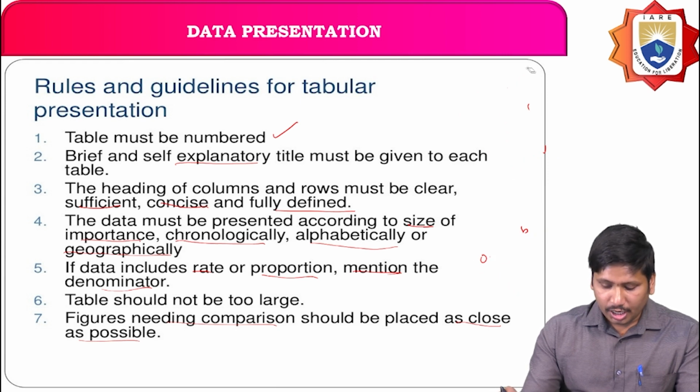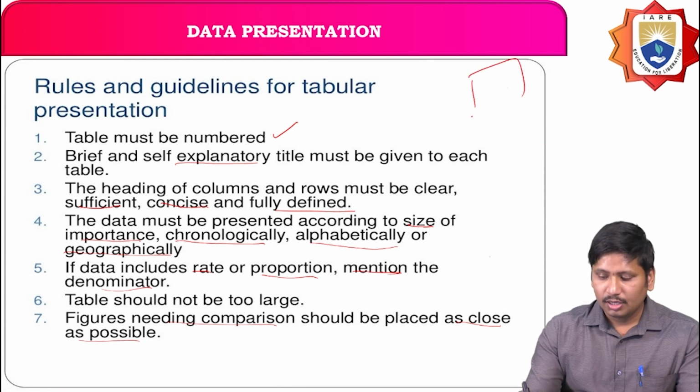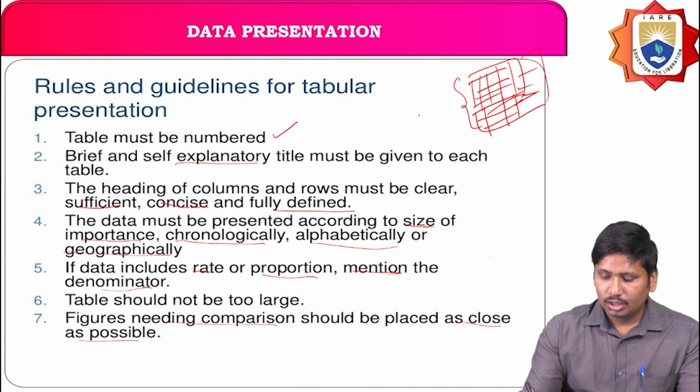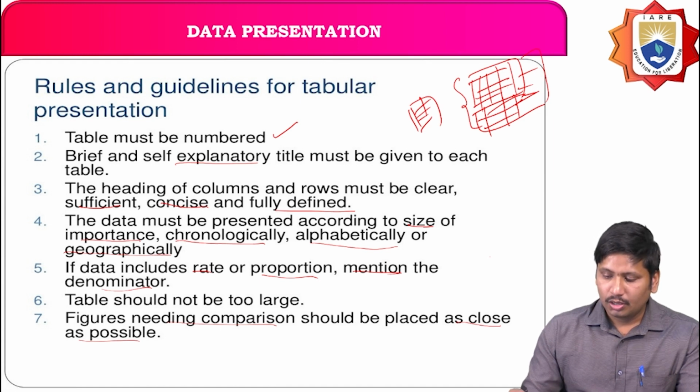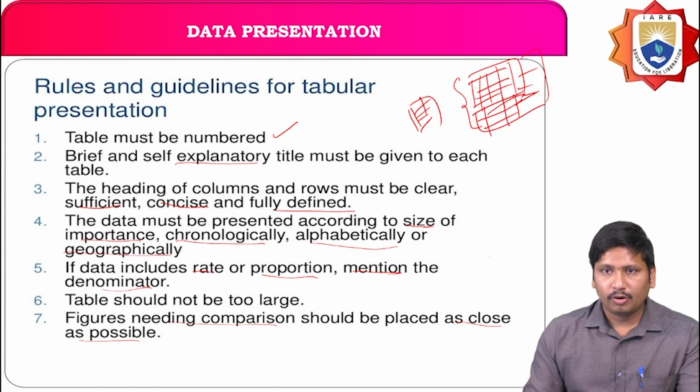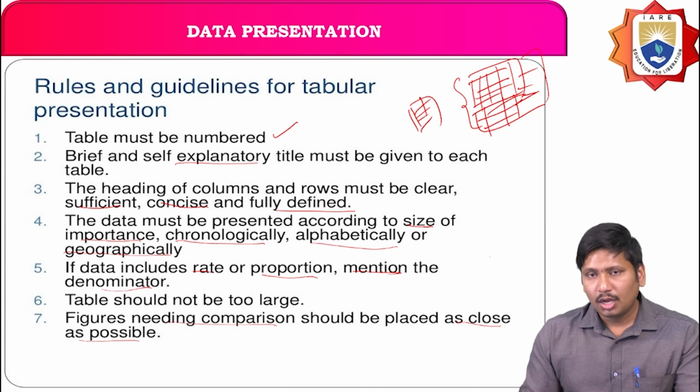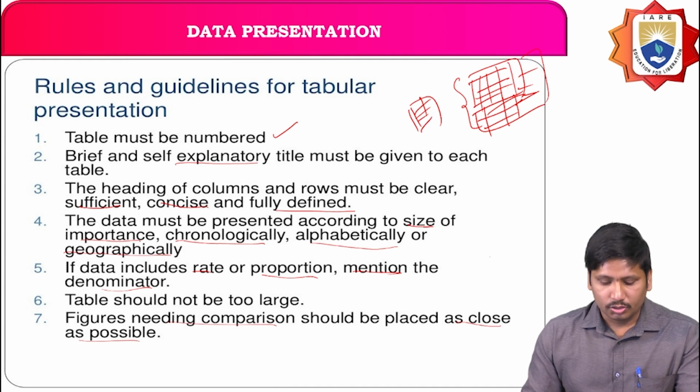Okay, then the table should not be too large. Suppose the table has 100 columns and 100 rows, we have to reduce it to some 50 or 20 lines. We should not maintain so many rows and so many columns, because that looks very clumsy, and then we are unable to read the values and all.